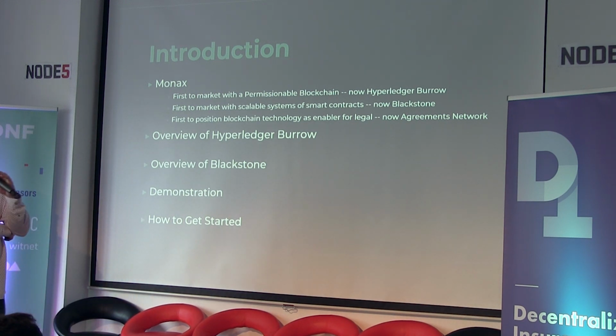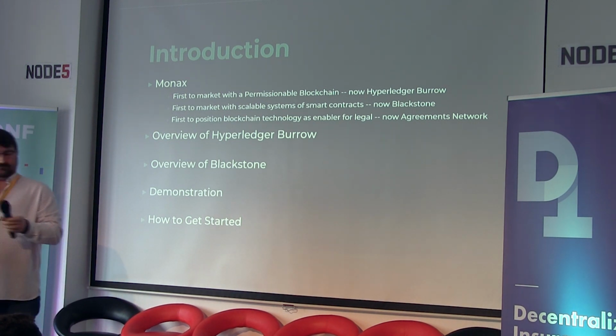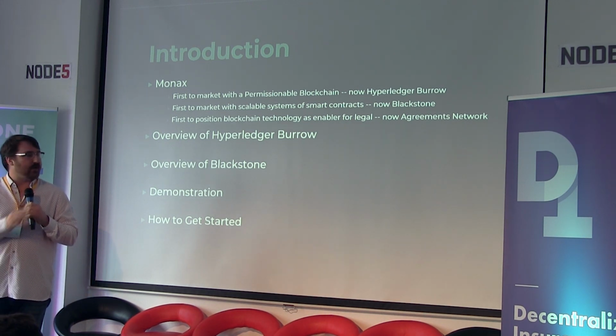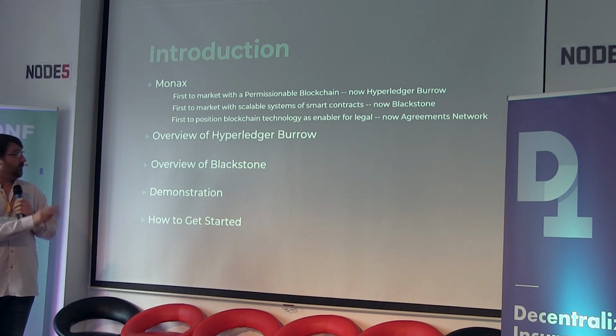Just quickly, my company, Monax, we were the first to market with a permissionable blockchain, which is now known as Hyperledger Burrow. We've built a whole range of smart contract systems over the last 4 years, since 2014 when we started. What we're going to talk about today is Hyperledger Burrow, an EVM that is extensible and used in a bunch of different use cases.